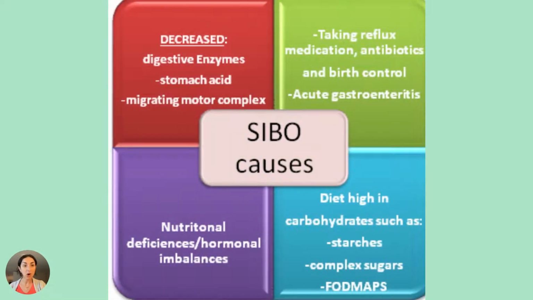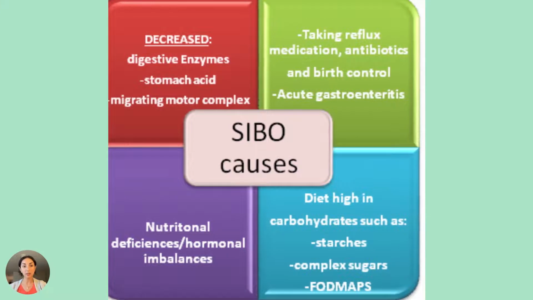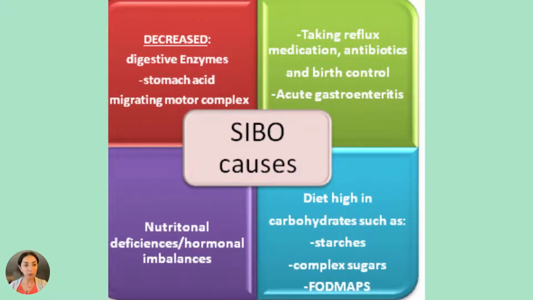So these are just some causes we can generalize. Like taking reflux medication, again, because that lowers the stomach acid. Birth control. I've seen birth control play a role in a lot of SIBO cases because it influences gut motility. It also reduces gallbladder function, which we need, because we know that bile is really like an antimicrobial. So once we reduce that bile flow with birth control, then we allow bacteria to grow.